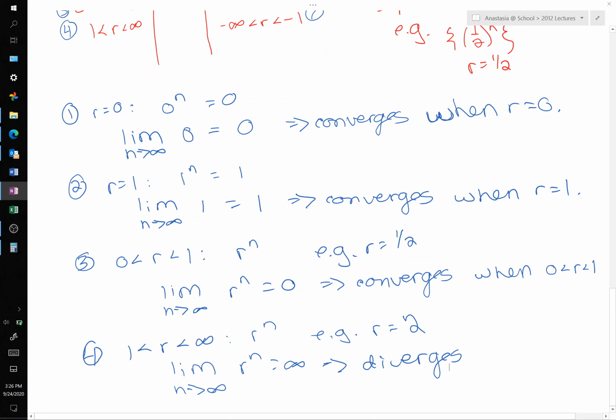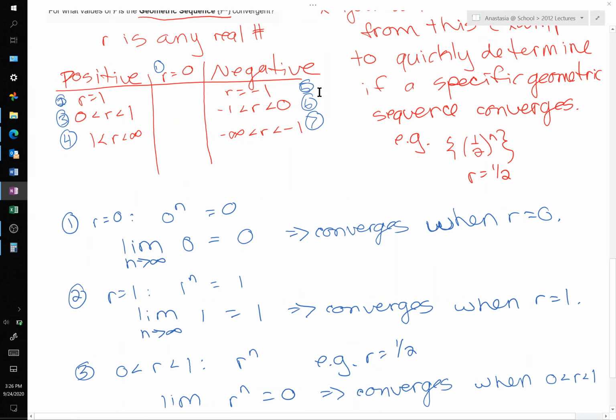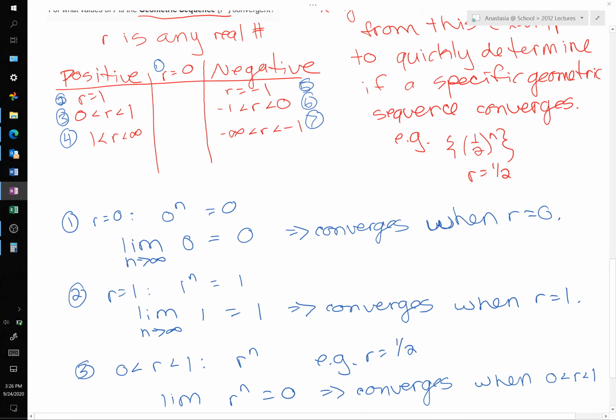Okay, so now we need to consider our negative values. Our fifth case is going to be when r is -1.